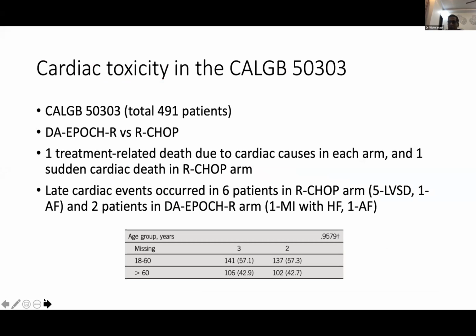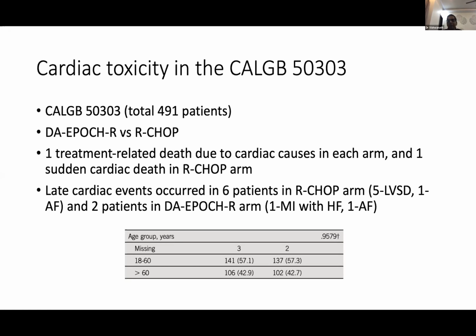Again, the CALGB 50303, though it was a negative trial which looked at R-CHOP versus dose-adjusted EPOCH-R, we do know that around 43% of the patients were over the age of 60 years. And how many patients had cardiac events? Very few patients, in the R-CHOP arm as well as the dose-adjusted EPOCH arm.